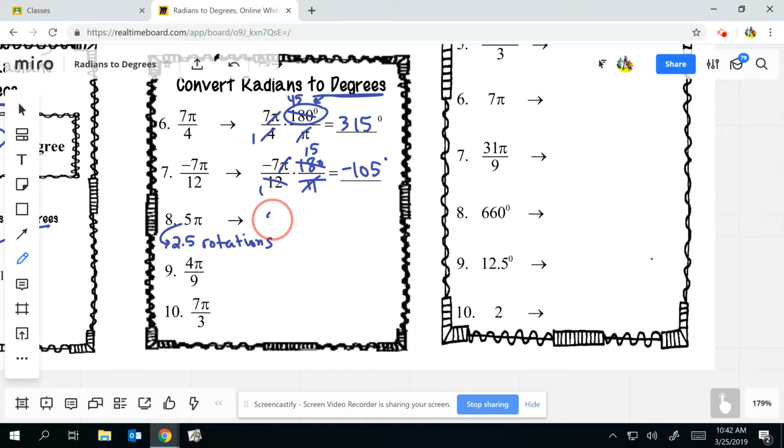But you want to convert it. So you're going to take 5 pi and you're going to multiply it by 180 over pi. You want to go to degrees. Your pi's will cancel, and all you'll have is 5 times 180, which is 900 degrees. So you can think about that. 2.5 rotations is the same as 900 degrees. 360 is one rotation, another 360 would be 720, and another 180 added to it would make 900. 900.